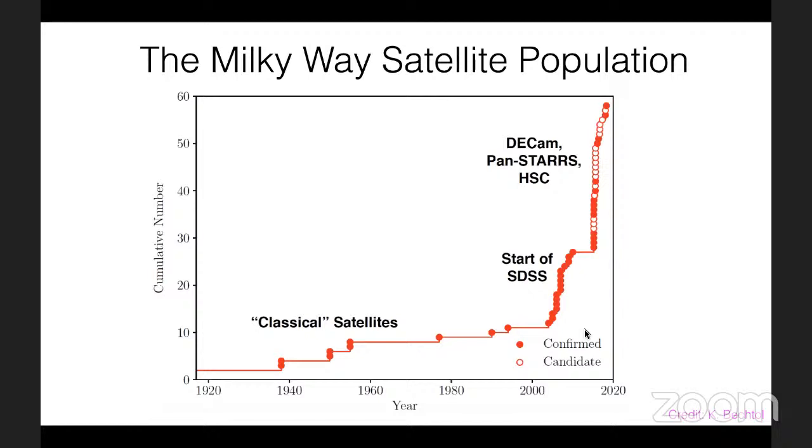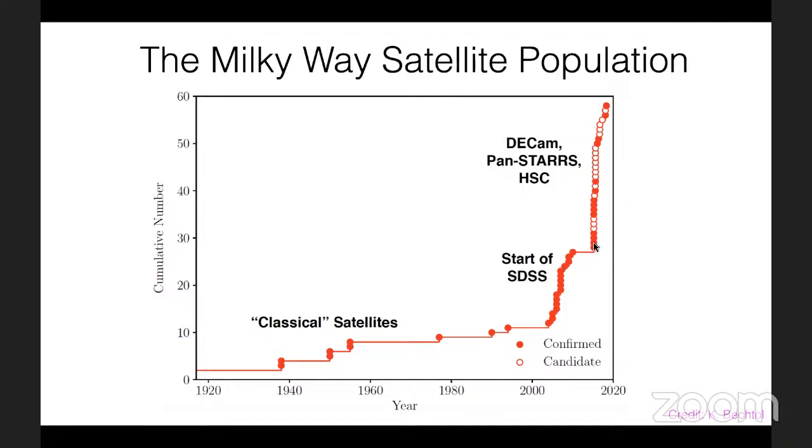And then in the last 5 years, something really amazing has happened. Essentially what's happened is that several surveys, many of which use the Dark Energy Camera, but also Pan-STARRS, Hyper Suprime-Cam, and so on, have conducted extremely deep photometric searches over large regions of the sky, some of which had not been searched by SDSS.